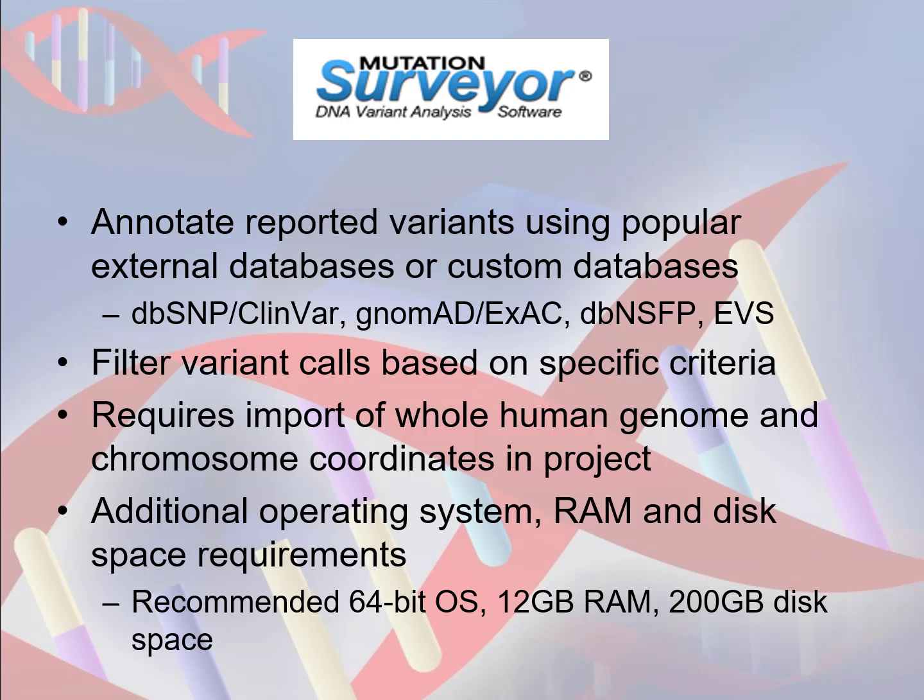Certain requirements must be met before working with the variation tracks. A whole human genome needs to be imported. Imported tracks need to include the chromosome coordinates for this build, and projects must contain chromosome coordinates that belong to the same build of the imported genome. Hardware requirements in addition to the minimum specifications also come into play. In order to successfully establish the variation tracks, we recommend a 64-bit operating system and at least 12 gigabytes of available RAM and 200 gigabytes disk space.